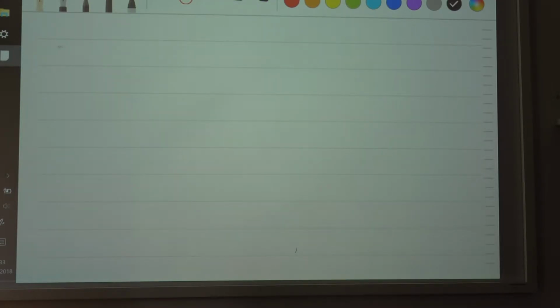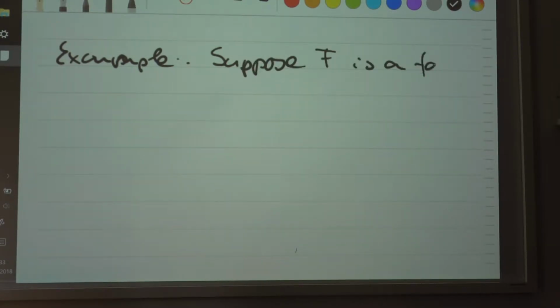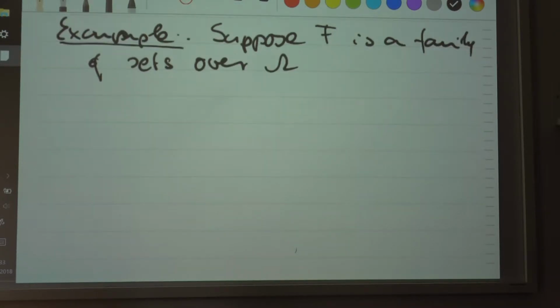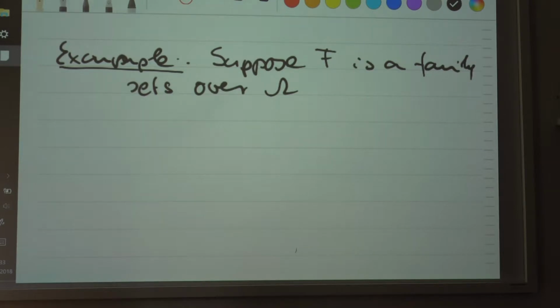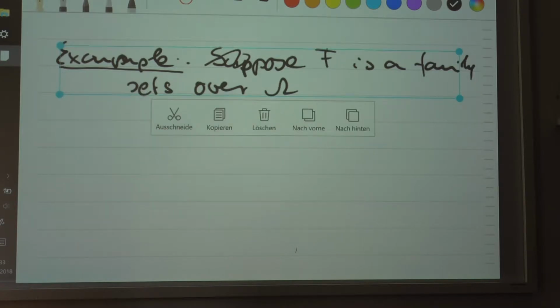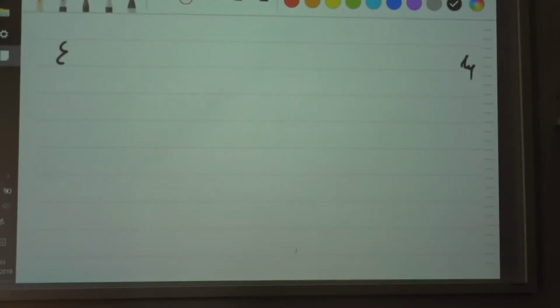So that was actually maybe this example. Suppose that F is a family of sets over omega. Sorry if you can't read this. I can't read it myself. I have to try it again. Okay, I tried again. All right. So suppose the following. So we have here an example. And maybe you remember that concept. I'm not sure if you remember that. That was from last week.